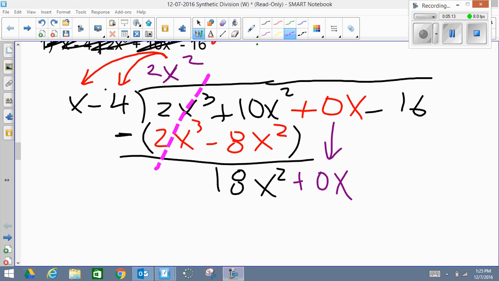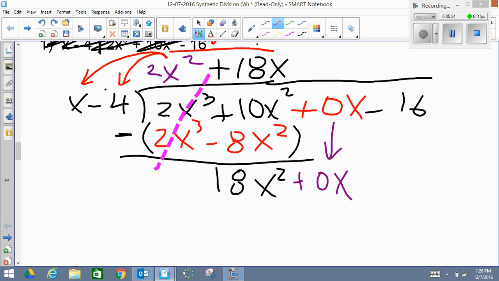Now I start over again, same process. My first term divided by my first term. 18x squared divided by x is going to give you 18x, and that number goes on the top, plus 18x. Now we got to multiply back, the same thing that we did before.